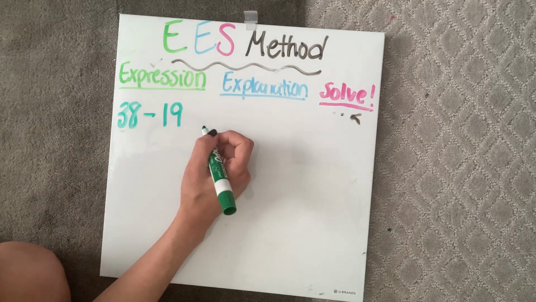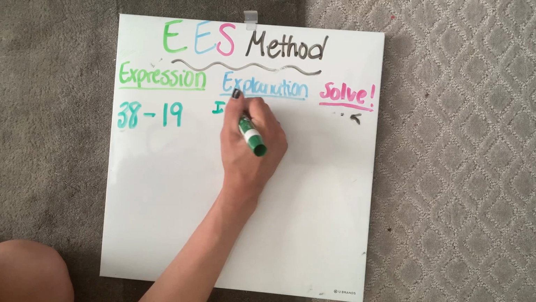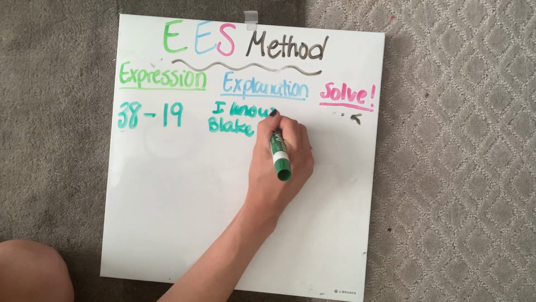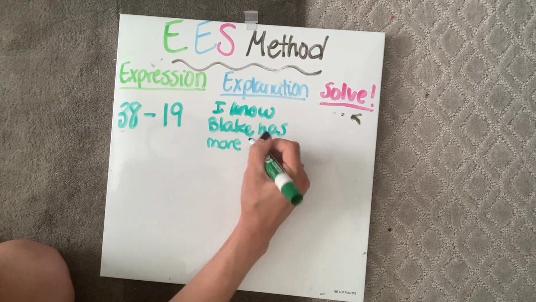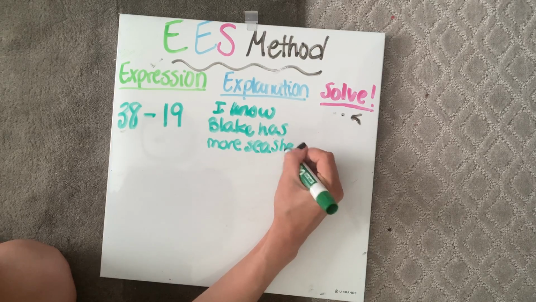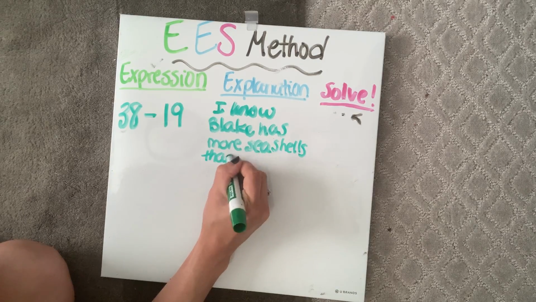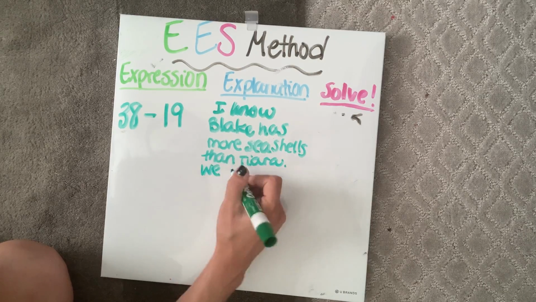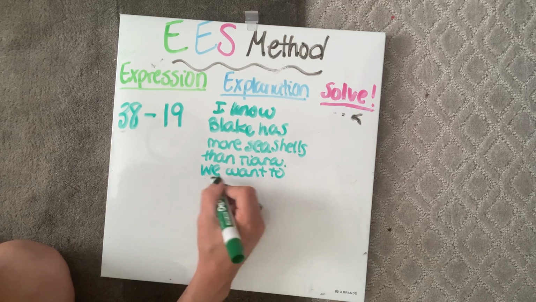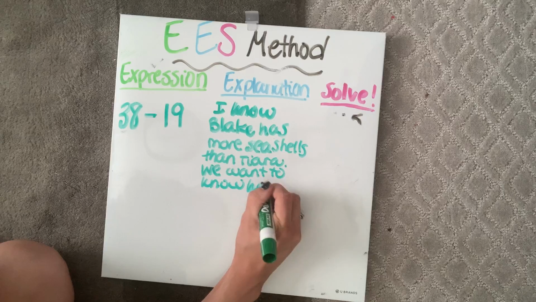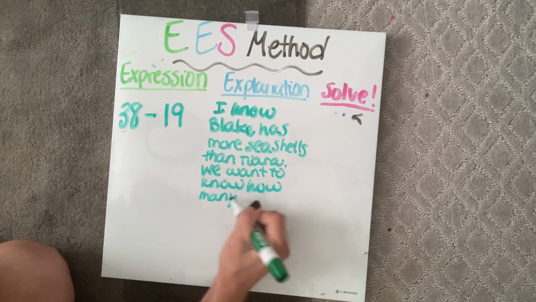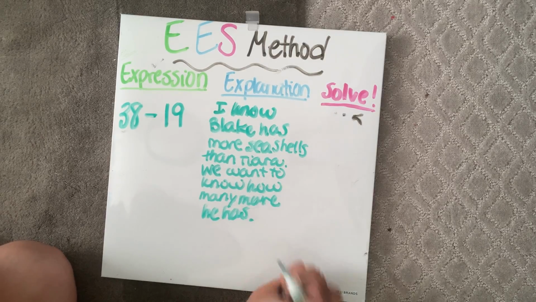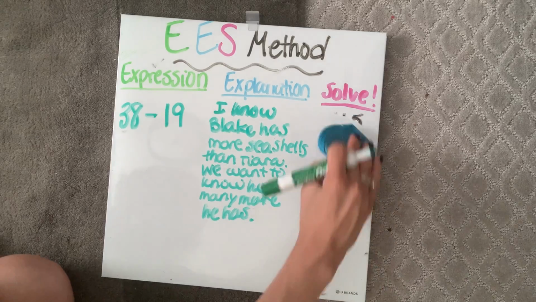So my explanation for this is going to be, I know Blake has more seashells than Tiara. We want to know how many more he has. And you figure that out by subtracting. Now we need to solve.